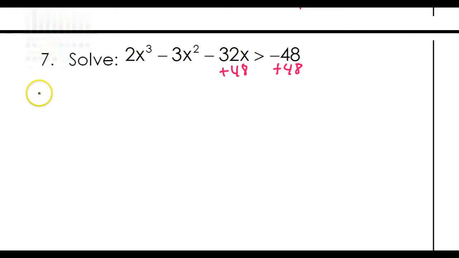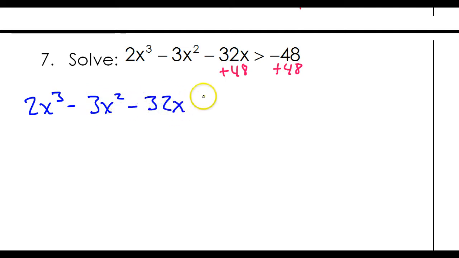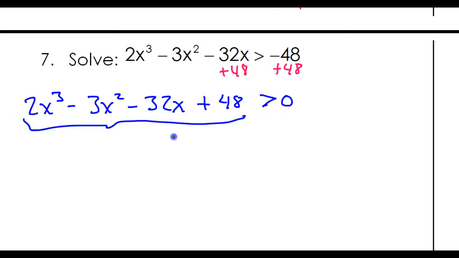If we do that, then what we have is 2x to the third power minus 3x squared minus 32x plus 48 is greater than 0. This is what we need to solve. But for now, imagine that this was an equal sign. So basically, just look at this polynomial right here, because what we want to find are the x-intercepts of this polynomial. So we can get a basic sketch going.